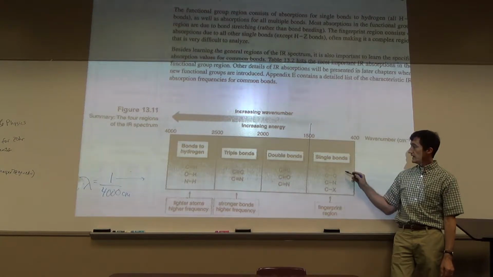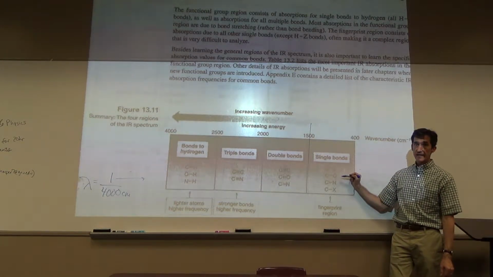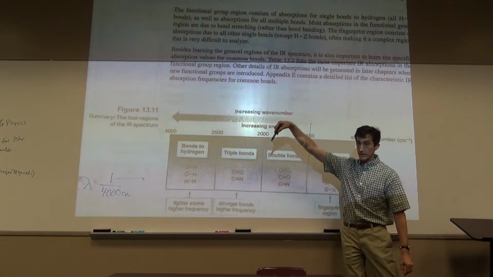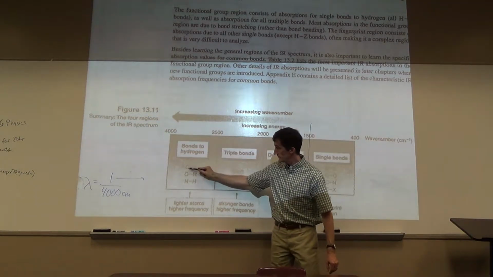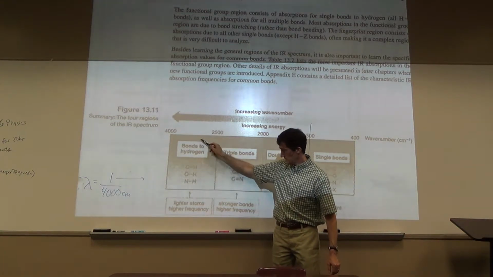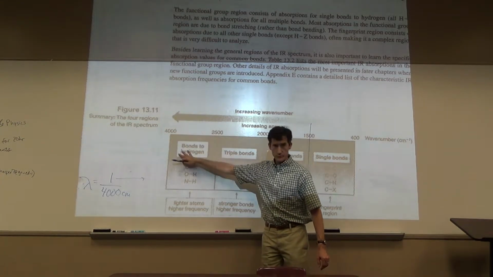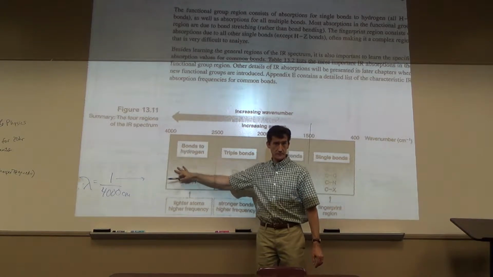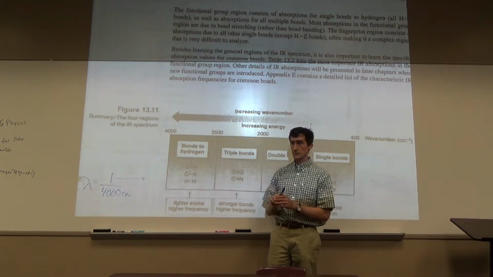Except if there's an H involved, that's actually going to give a peak way on the other end down here. Your CH, OH, and NHs are going to be sort of in the 3,000 to 3,500 range. The next table will be a little bit more specific.